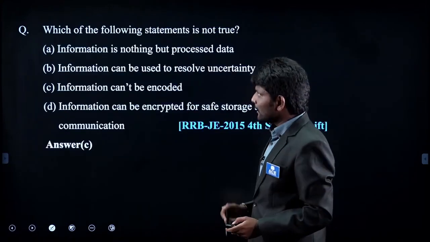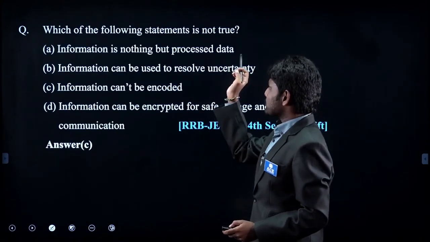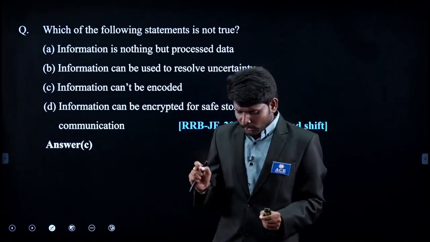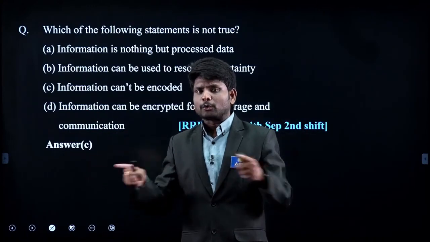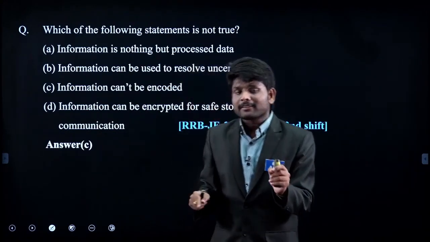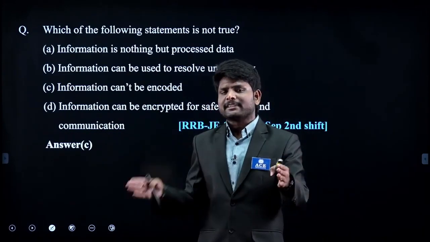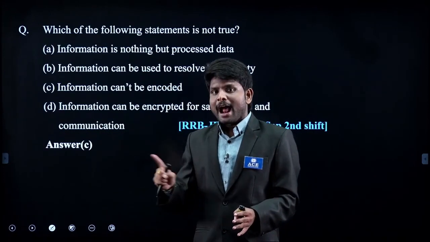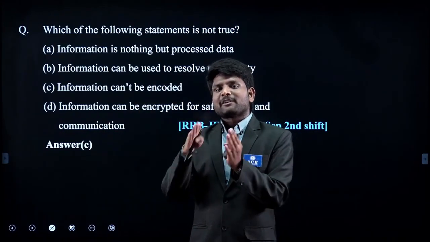Fine? Then, which of the following statements is not true? Okay, here they are talking about the definition of information. The information system has two generic words. One is information, another one is system. So, they may focus on the definition of information and the definition of the system. What are the different entities involved in the system? That is one interest. Another interest is how data is different from information.